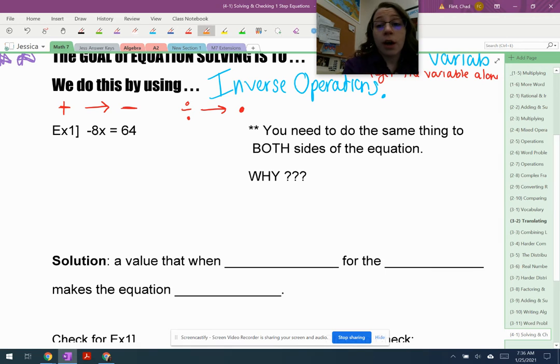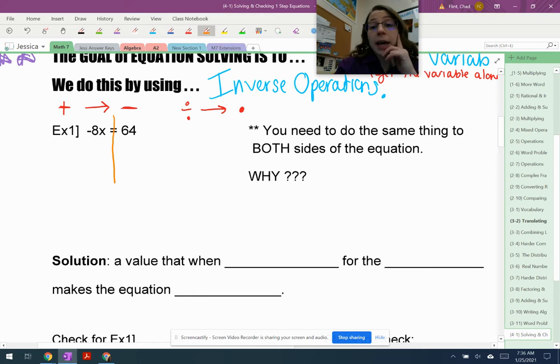So remember, we can draw a line, or we can cut the equation into two equal parts at the equal sign. And that's important because you need to make sure that you're doing the same thing to both sides of the equation. And why we need to do that is because if you think about what an equal sign means, an equal sign means that this piece over here is equal to this piece over here, right? That's what an equal sign is saying, that those two things are the same.